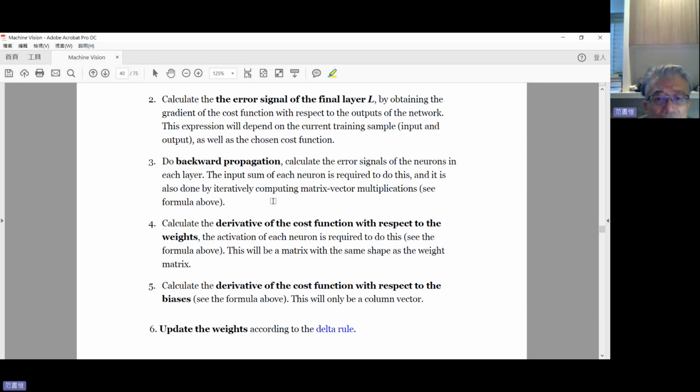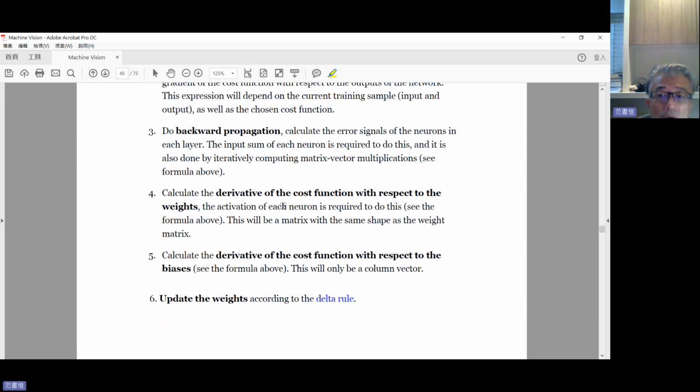See the formula above, and that will be a matrix with the same shape as the weight matrix. Since the structure is fixed already, all the shapes are well known. Then calculate the derivative of the cost function with respect to the bias. That will be only one column vector, b1, b2, b3, only one column.